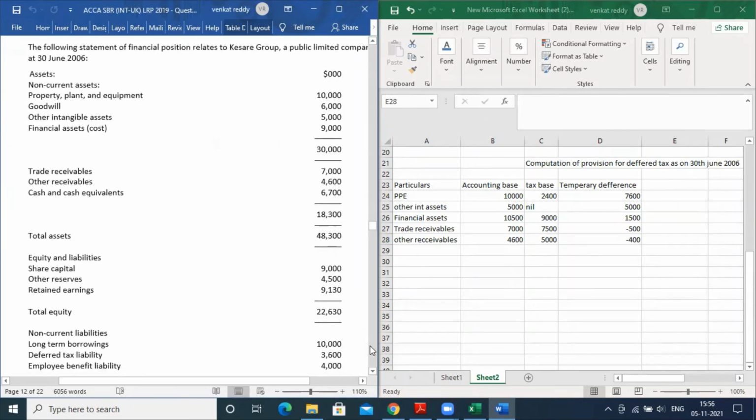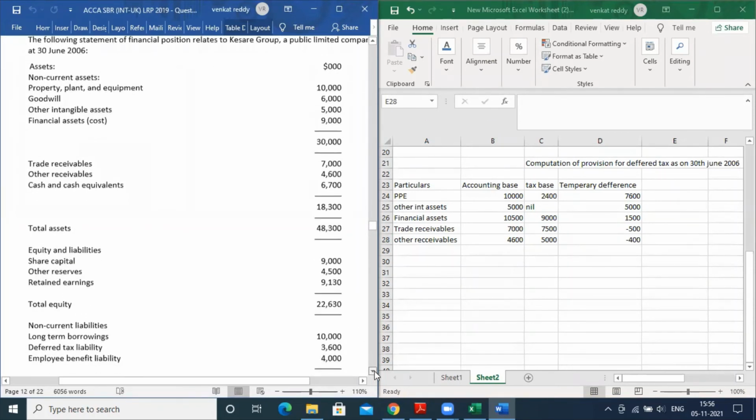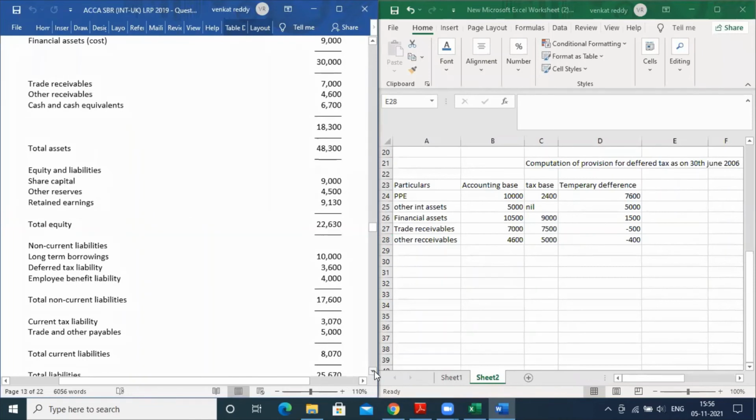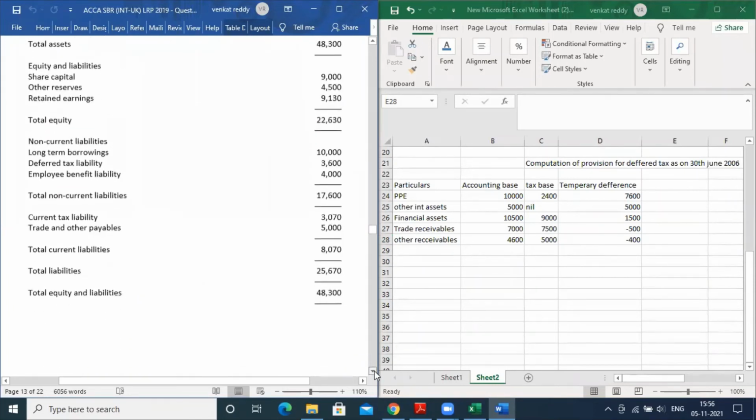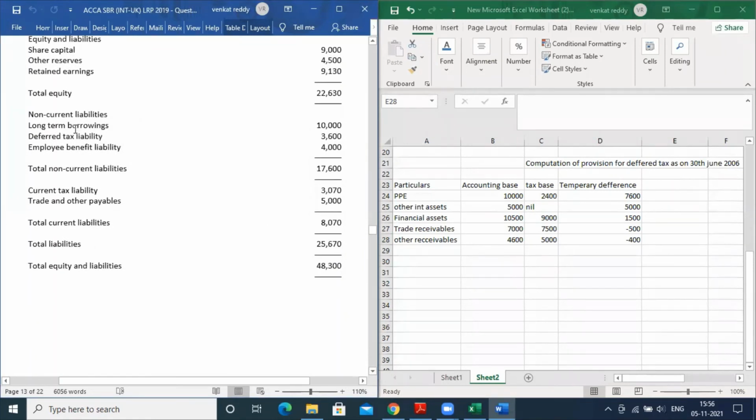Then cash and cash equivalent, we won't be considering cash and cash equivalent. We will be leaving that. Then is liabilities. Under the liabilities, the first one is non-current liability, that is long-term borrowing.